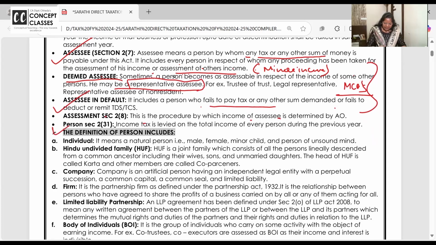Now let us see the definition of person. We will talk about each detail. Until now, is anyone having any doubt? You got to know who is an assessee. After the break, some of you must be excited to share the answers to the one-minute homework I gave yesterday, right?